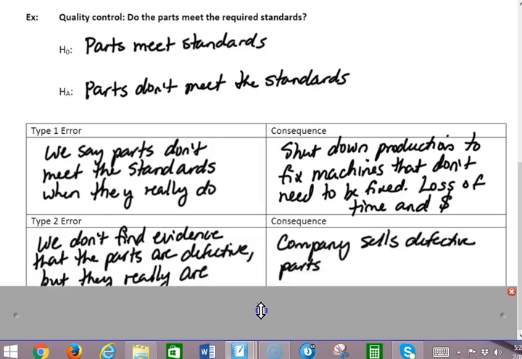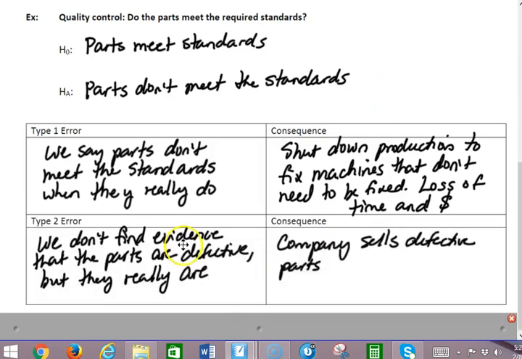In a type 2 error, we don't find evidence that the parts are defective, but they really are. So the company sells defective parts. Maybe they get sued. Maybe people are injured because of a part not working properly. So probably a type 2 error is worse. The company doesn't like to shut down production and lose time and money, but it might be worse to lose their reputation by selling bad parts.